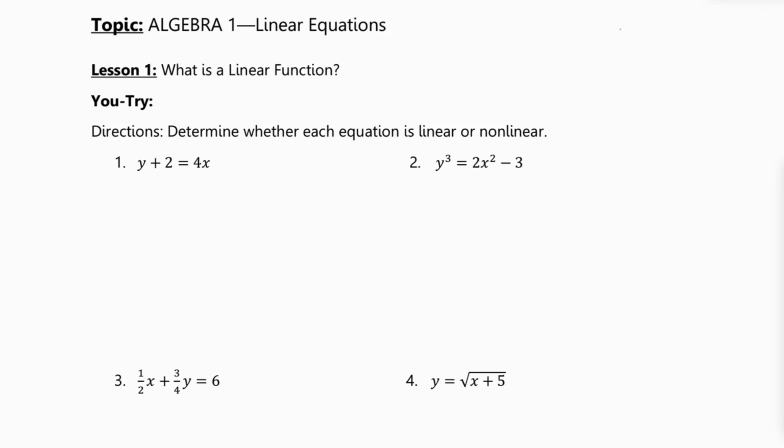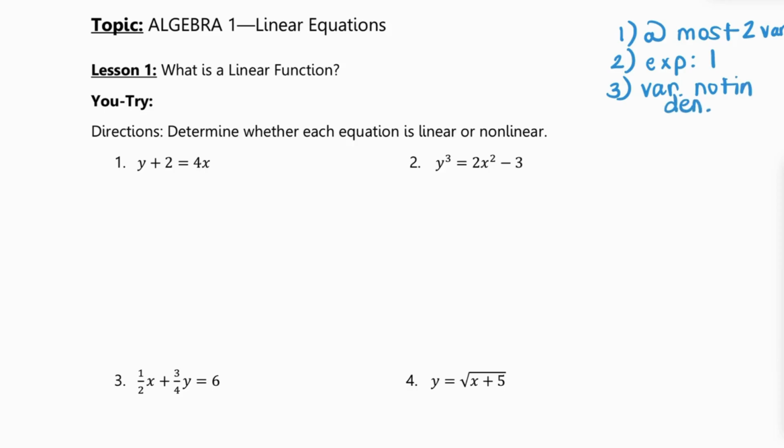Just a reminder, things that are linear will have at most 2 variables. So you will not see any more than 2 variables. The exponents on those variables will be a 1. I like to say nothing crazy happening to those variables. It's a plain old x, a plain old y. They are not in the denominator. And last but not least, you are dealing with all real number coefficients and constants.